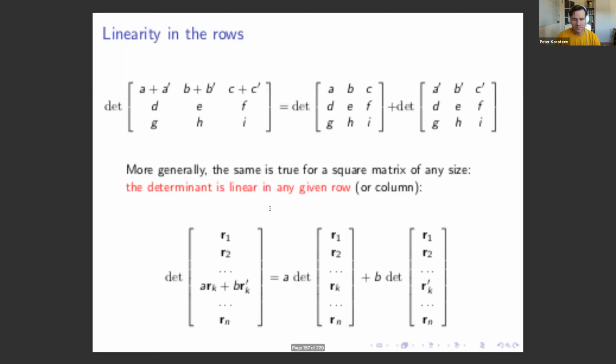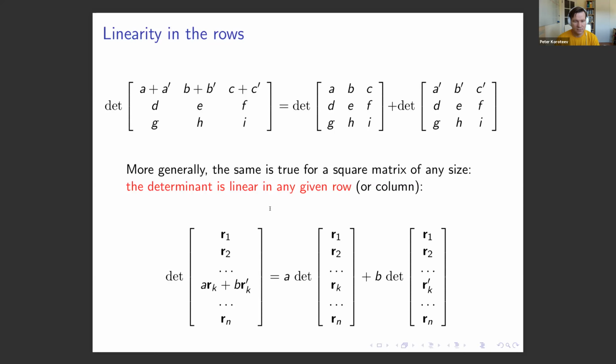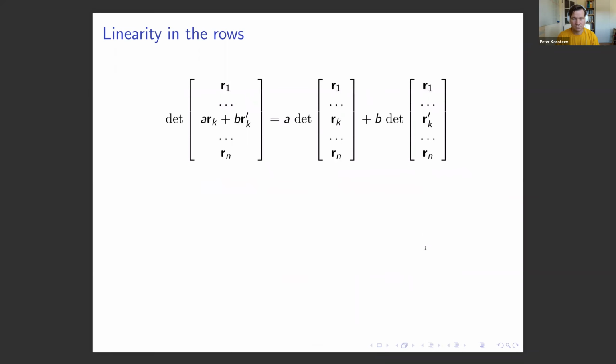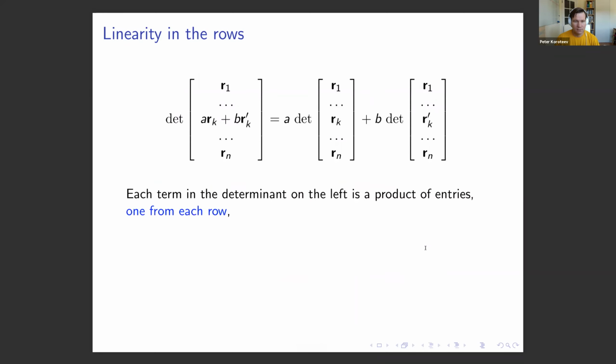So here we write them in rows. So we have rows R1, R2, etc. But then the kth row can be presented as a linear combination of Rk and Rk prime with coefficients A and B. Then the determinant of this matrix is equal to A times the determinant of this matrix plus B times the determinant of that matrix. Here's this formula again. Each term in the determinant on the left is a product of entries, one from each row, hence exactly one in the kth row.